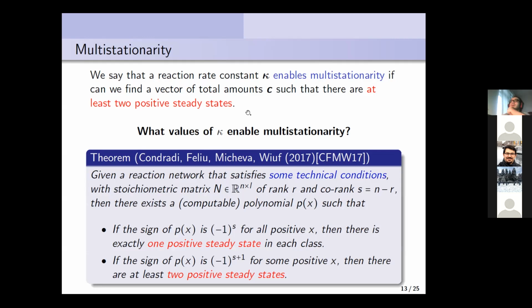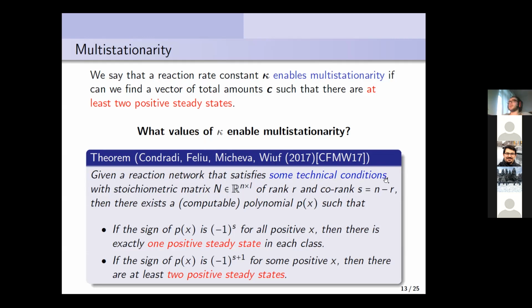But one really needs to find an easier way to check this. To do this, we will refer to a theorem by Conradi, Feliu, Vincheva, and Viu from 2017. This theorem is basically telling you that, given a reaction network that satisfies some technical conditions, I don't want to go into these technical conditions here because this is not related to what we want to do in this talk in general.